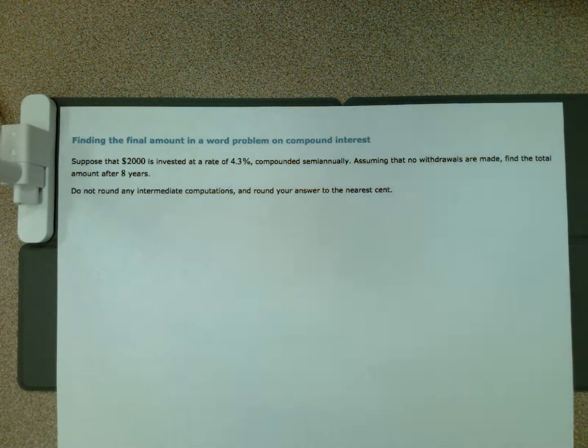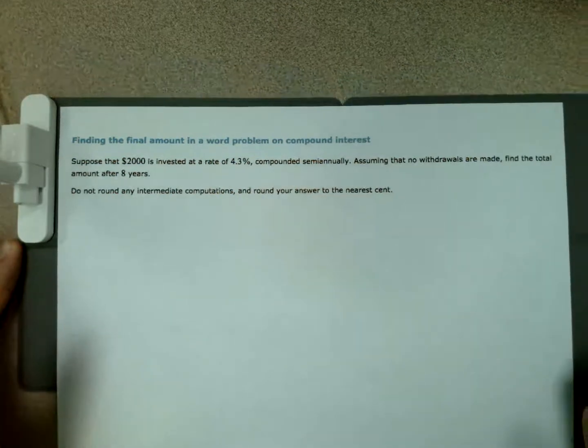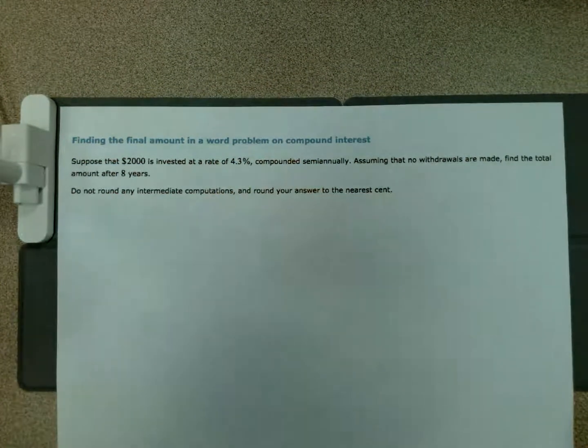Bowen. Today we're going to be looking at the ALEKS topic, finding the final amount in a word problem on compound interest. So this is a specific application of those exponential functions. It's similar to exponential growth in a way, because we should be increasing the amount of money we have if we have compound interest. No one's going to invest in something if they're guaranteed to lose money, which would be decay.